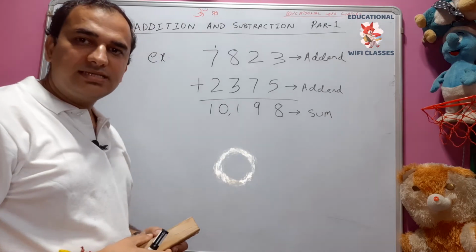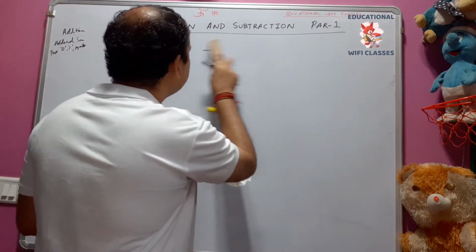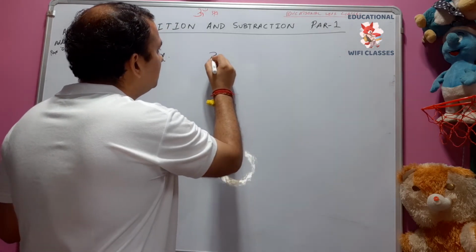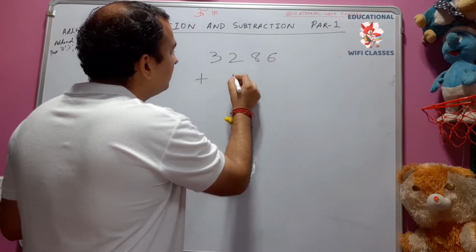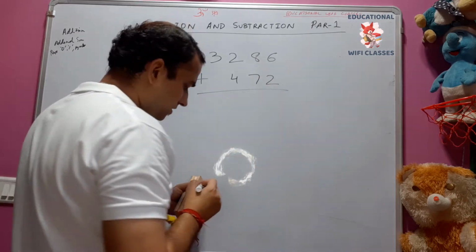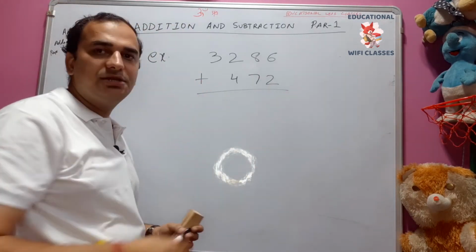Let's go with another example. Suppose 3286 plus 472. So what have we seen over here? We have a 4-digit number and we have a 3-digit number.